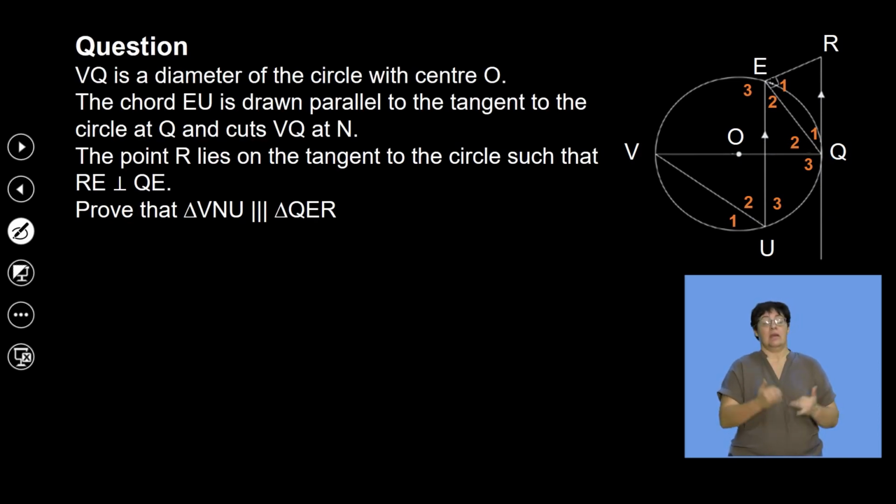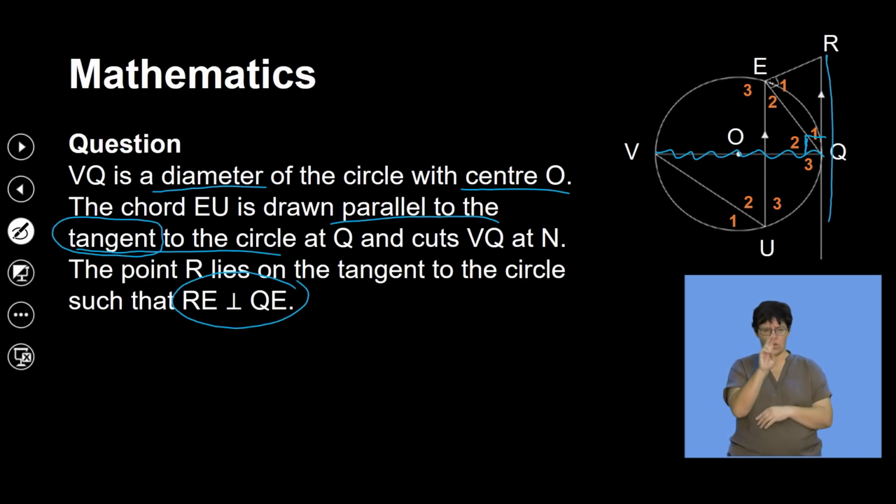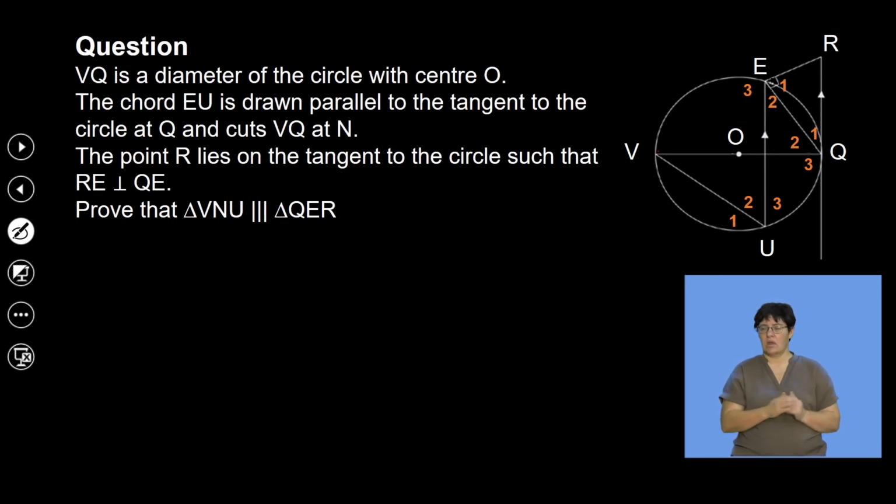Now we need to prove that triangle VNU is similar to QER. So remember, go to the diagram, show what triangle they want you to focus on. So V, that's where I start, N, where is my N now? I think my N is supposed to be there by where the radius is intersecting the EU line, right? Yes, so it's supposed to be there. It cuts VQ at N, yes, so my N will be there. Sorry about that. So this triangle here, we need to prove that it is similar to QER.